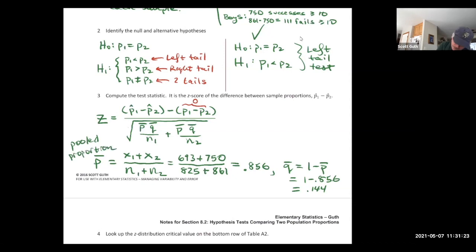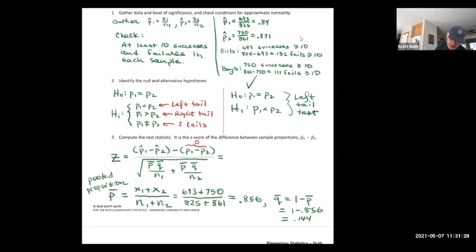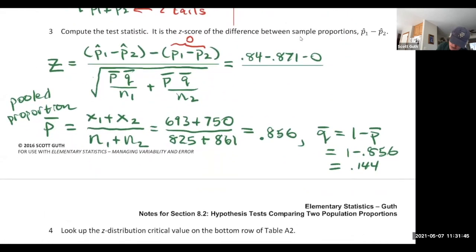Now we can compute our Z statistic. So the P hat 1 is up above, that's the 0.84, minus P hat 2, that's the 0.871. And just to humor us, I'll put minus a 0 up there. And then the denominator is going to be a monstrosity, so I'm going to try and write really small. So this is going to get a 0.856 times 0.144, and you're using it for both variances.